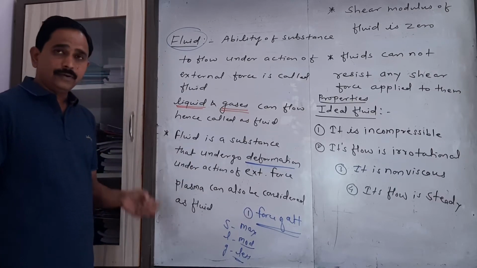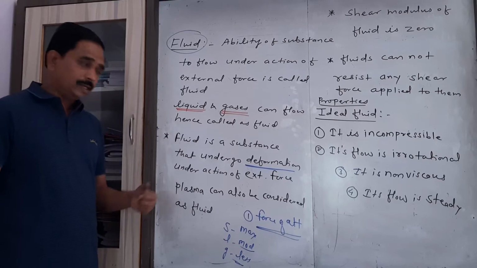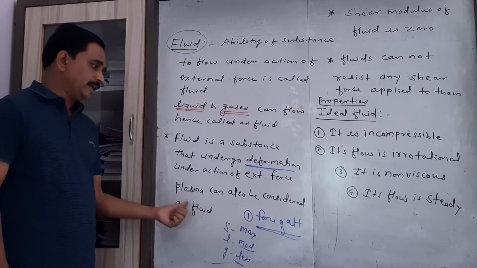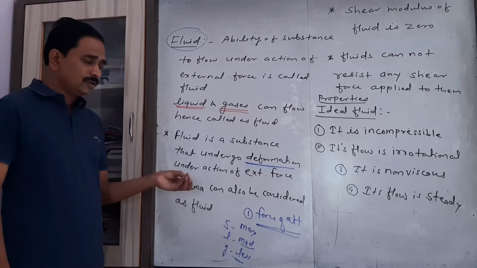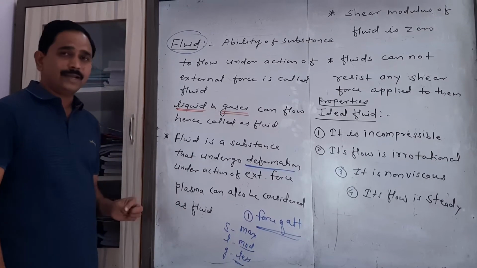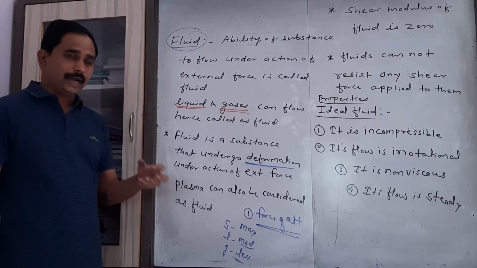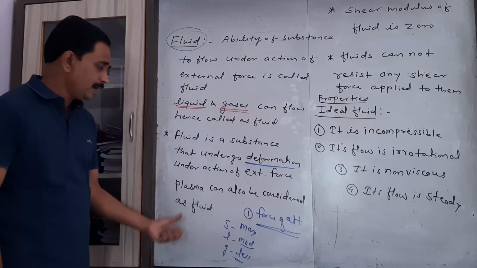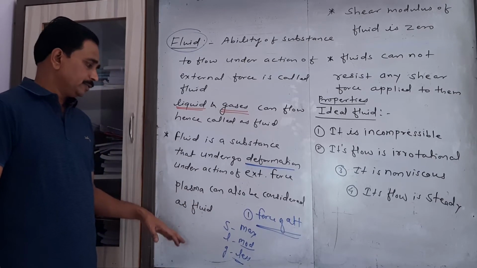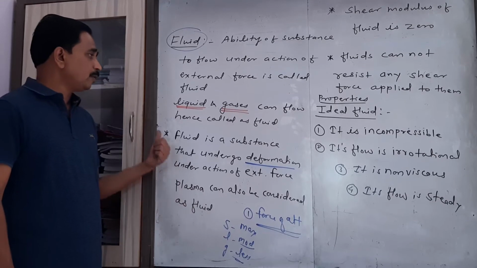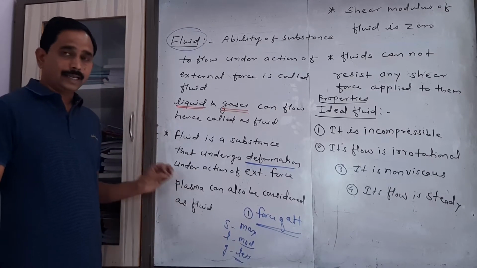Now here we discuss the fourth state of matter. In our book also that state is given, that is the plasma state. Plasma is also a gas, but having certain ions, free electrons and neutral atoms. So this plasma can also be considered as a fluid. That's why examples of fluid are liquid, gas and plasma.